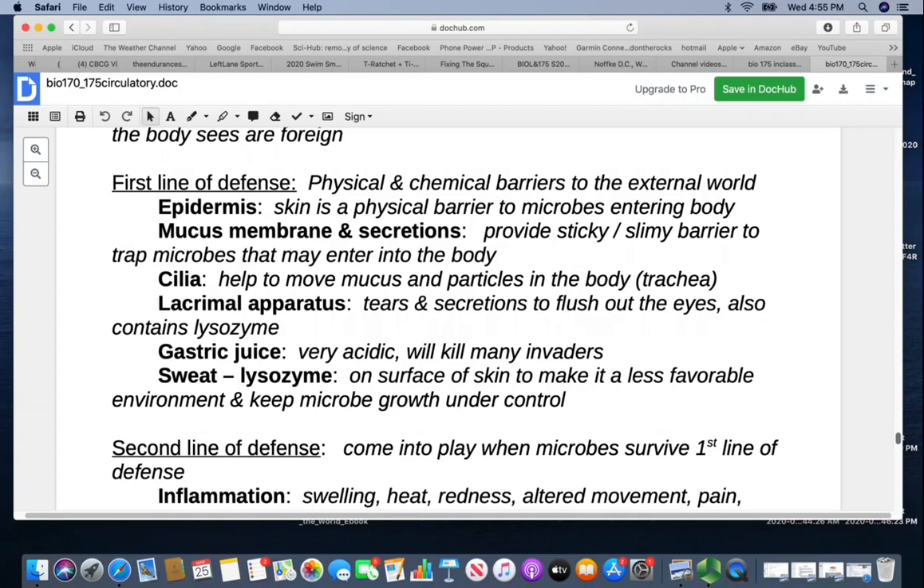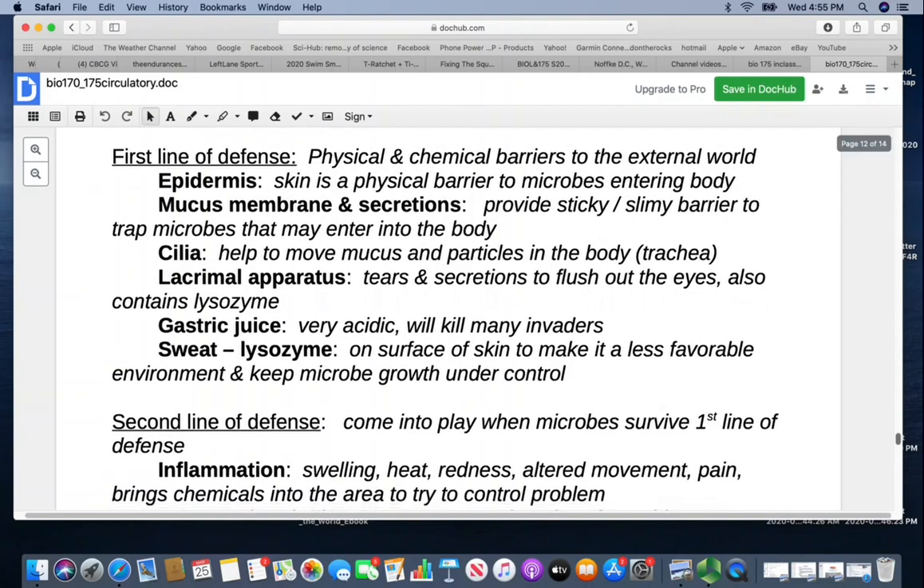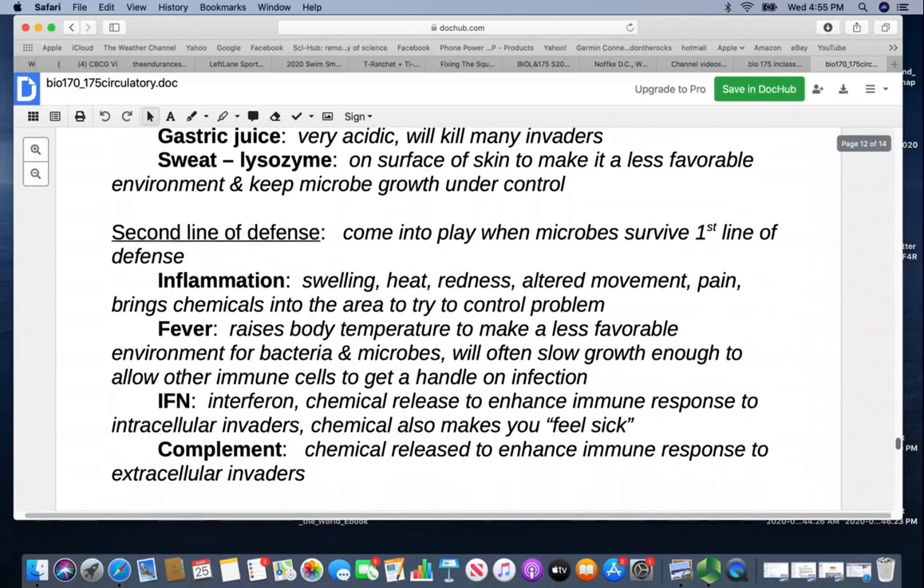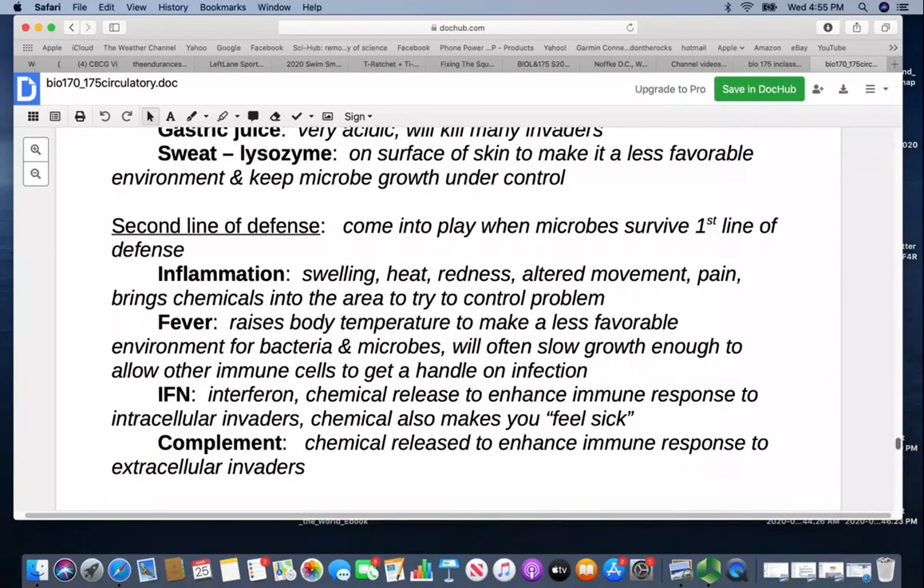Your sweat, it will contain lysozyme. It's on the surface of the skin to make it a less favorable environment. Your skin is not going to be sterile, but what it will do is help to keep the microbial growth under control. So the second line of defense is going to come into play when the microbes have made it past that first line of defense.